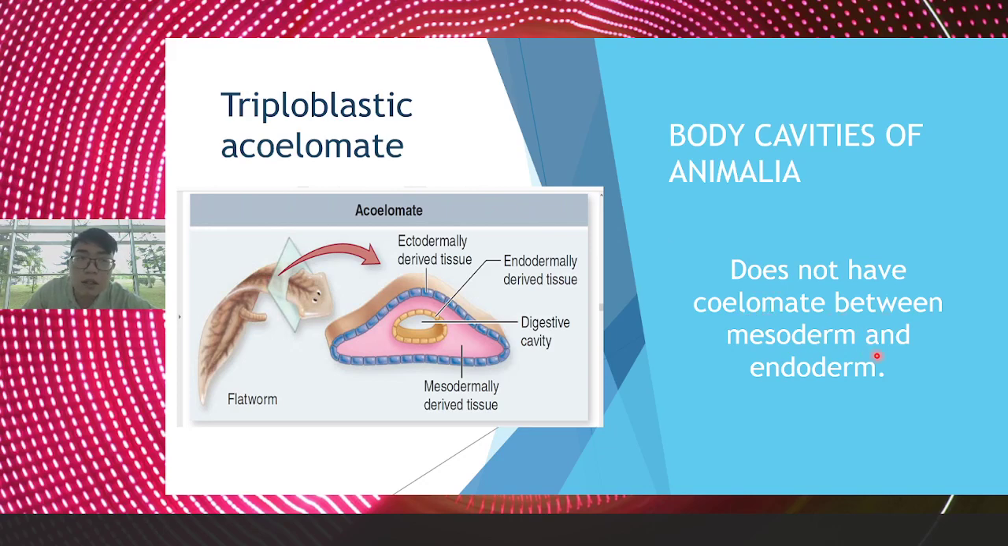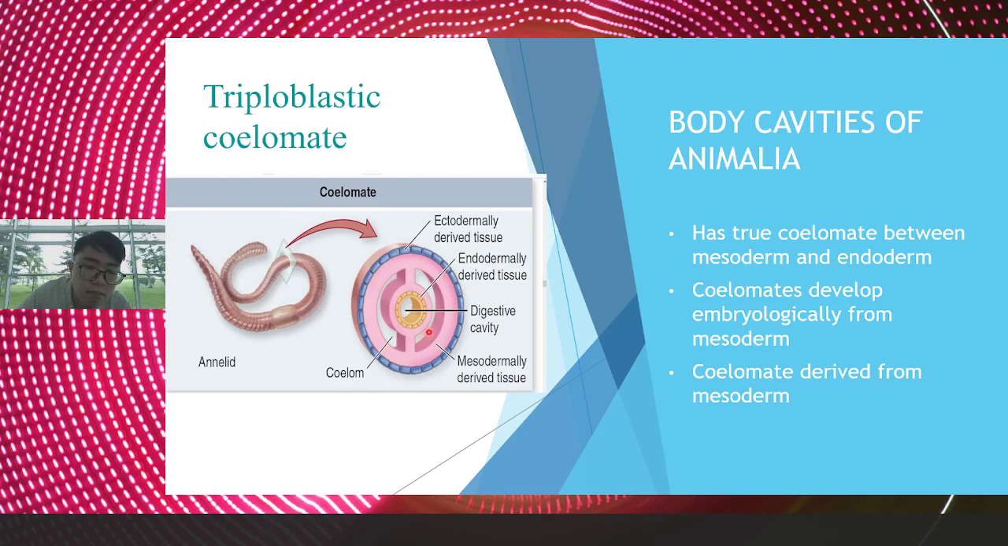So acoelomate means that it does not have a coelom between mesoderm and endoderm. So you see that mesoderm is the pink color one, the yellow color one is endoderm, and the blue color one is ectoderm. It does not contain a coelom. So this is why it is called acoelomate, because it does not contain a coelom between mesoderm and endoderm. Maybe you cannot see what a coelom is, so this one you can see more clearly.